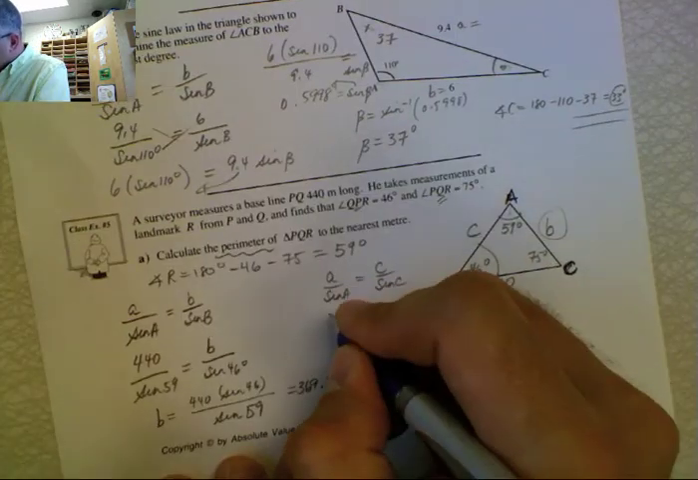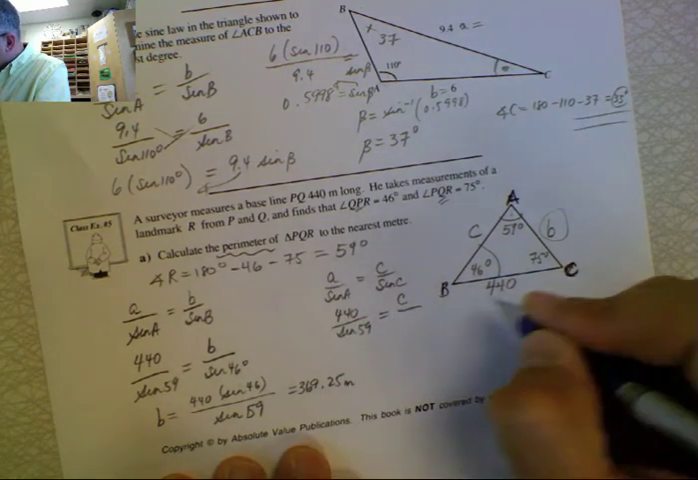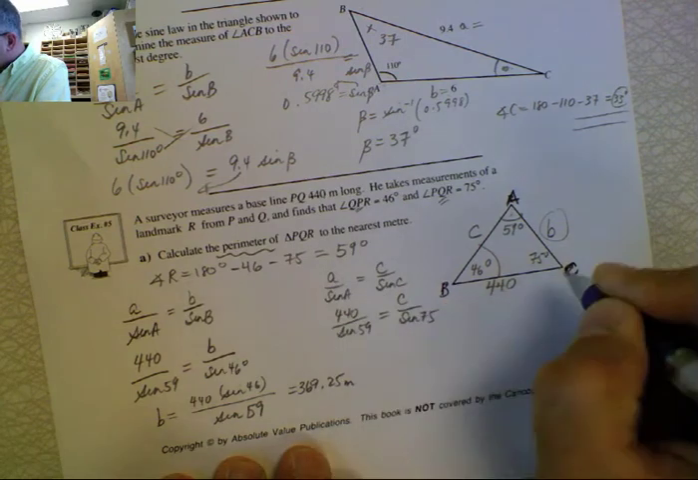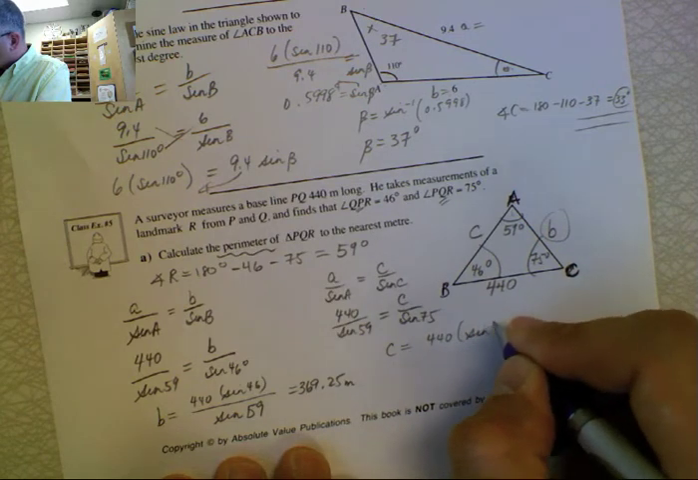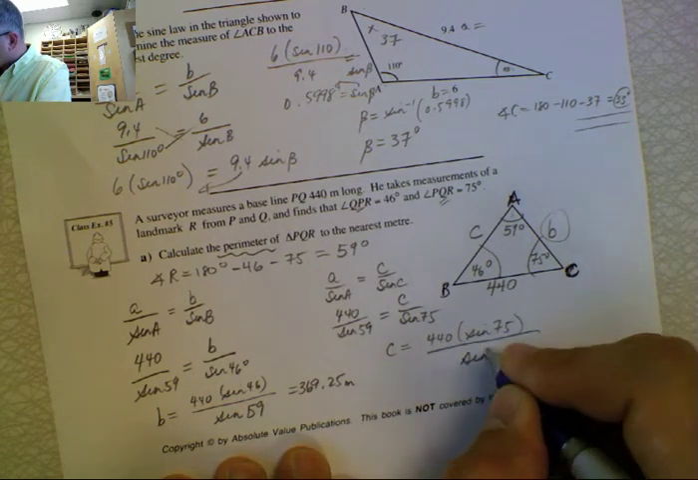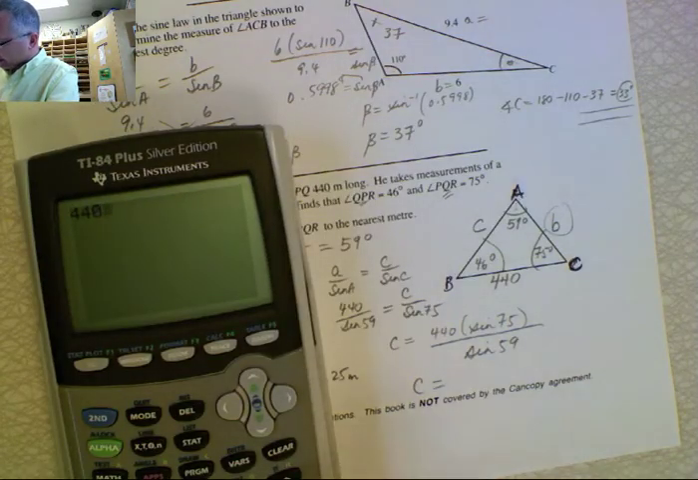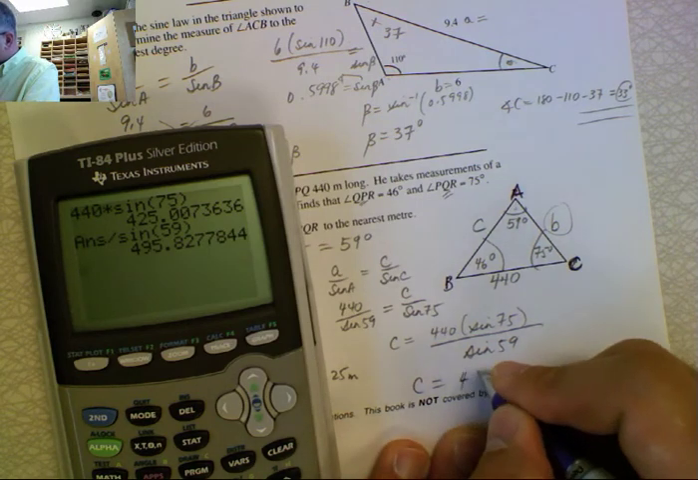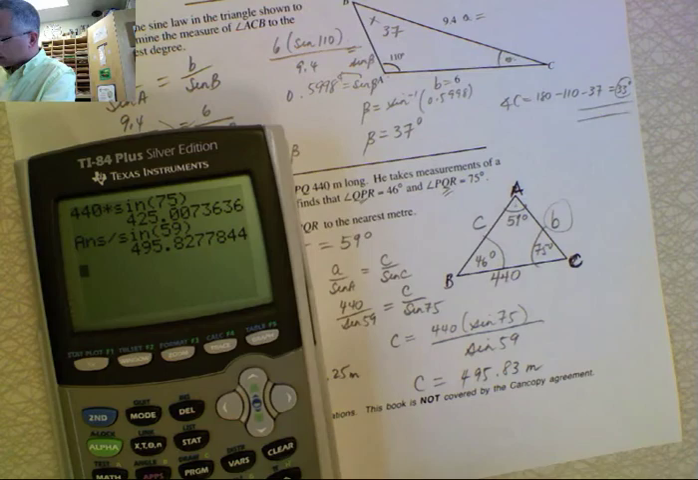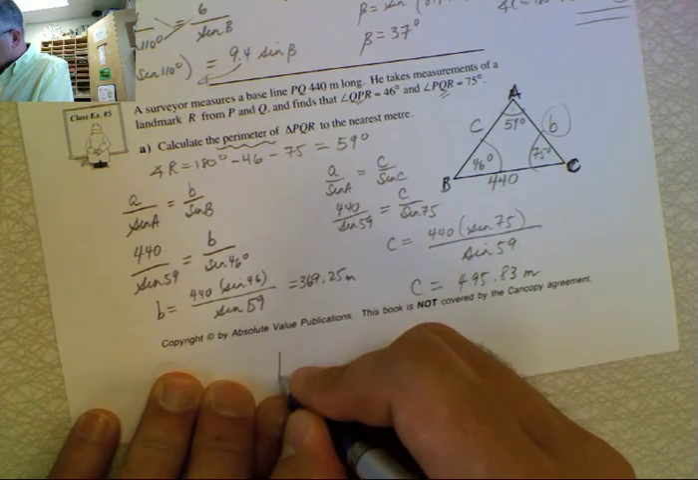If we do the same thing here, we get 440 over the sine of 59 equals C over the sine of 75, because angle C is 75 degrees. So when we cross multiply, we get 440 times the sine of 75 over the sine of 59. So when we calculate that on our calculator, 440 times the sine of 75 divided by the sine of 59 is going to give us 495.83 meters. So to find the perimeter, we actually have to add all our sides together.